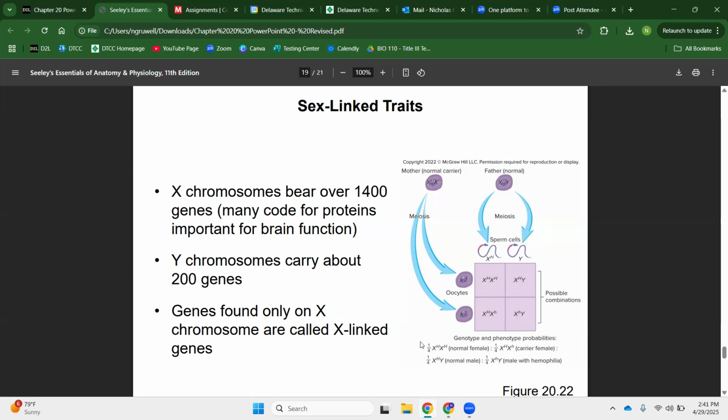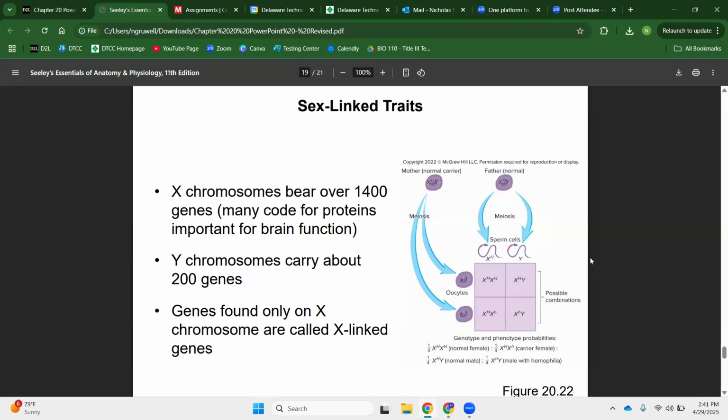Because females have two X's, oftentimes an X-linked gene, unless it shows through on both X's, is not going to be expressed in a female. In our male combinations, we only have one X. So if that gene is only found on the X chromosome, then it is going to be expressed in males.